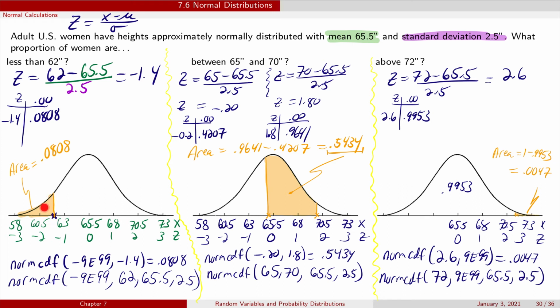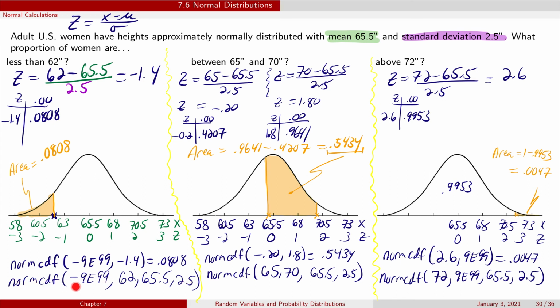How do I convert that into an area or a probability? I go to my table and look up negative 1.400, and I get 0.0808. That area is 0.0808. That means that about 8% of women are less than 62 inches tall. Again, the calculator way: normal CDF from negative infinity up to negative 1.4 is 0.0808 in z-scores. Or you could have it calculate this directly by typing in 4 arguments: beginning, ending, mean, standard deviation.